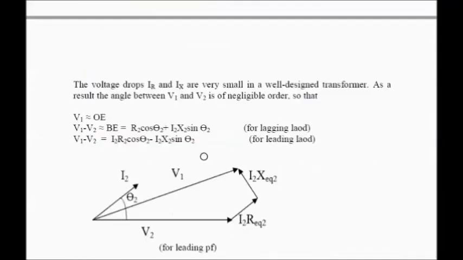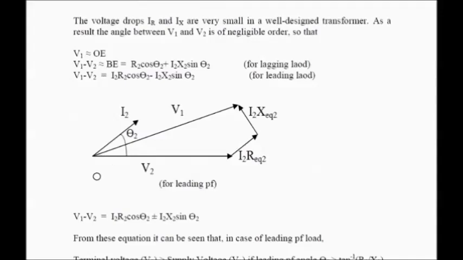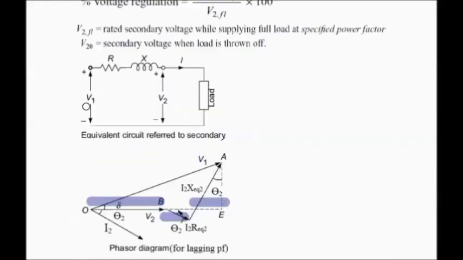Now if you consider leading load, in that case the phasor diagram will be like this. This is your V2, and since the load is considered to be leading, current I2 will lead voltage V2, and this angle is theta 2, so this is I2 and this is V2. Also in this case V1 will be V2 plus I2 R equivalent plus j I2 X equivalent. So I have to add I2 R equivalent plus j I2 X equivalent to this V2.